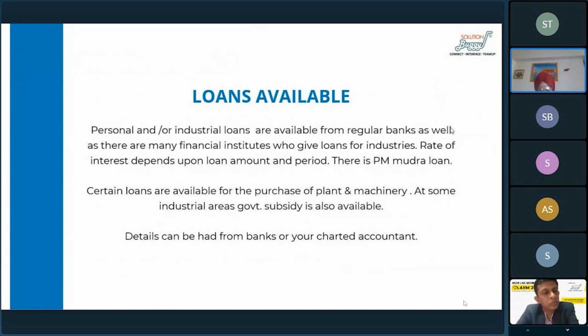Even the government is giving the Prime Minister Mudra loan also, but these are small loans. If you are going for a small industry, a cottage industry, then these loans are helpful. But if you are going for a big industry, you have to find investors as well as partners who can put that much money in the plant. Details can be worked out from the banks and chartered accountants. So this is all about the industries.